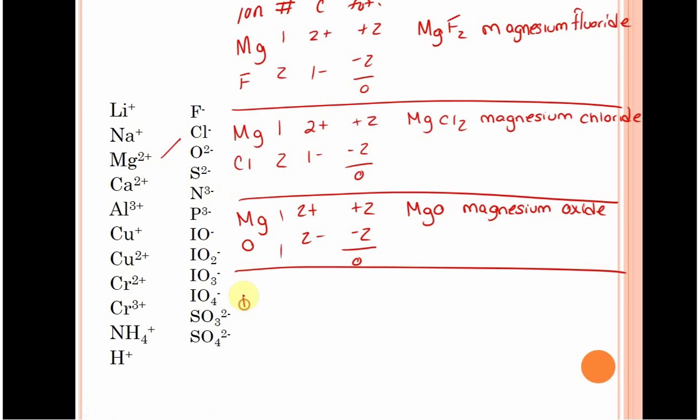Magnesium with sulfur. This is going to be 2 plus. This is going to be 2 minus because it's in group 6. They already cancel. So you end up with MgS. For magnesium, sulfur becomes sulfide.